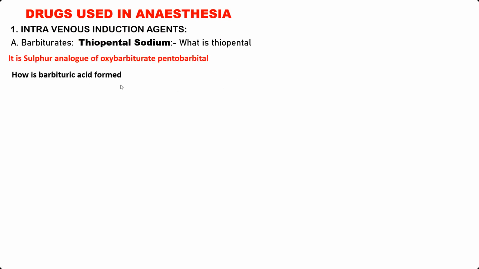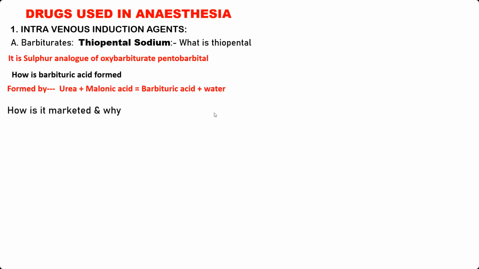How is barbituric acid formed? Sir, by the combination of urea and malonic acid. Malonic acid, very good. So urea and malonic acid produce barbituric acid in water. How is it marketed, and what is the reason for it being marketed in that particular form? Is it a powder or a liquid? Anhydrous powder, sir. It is an anhydrous powder.